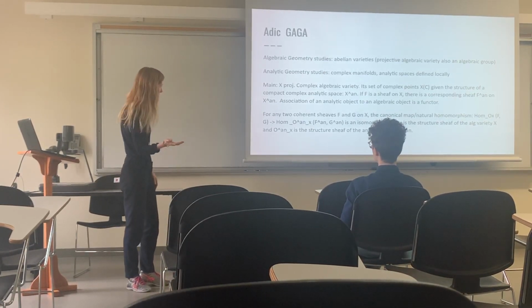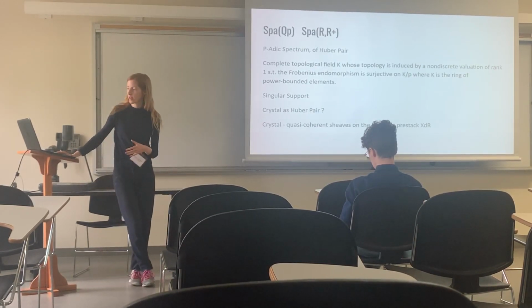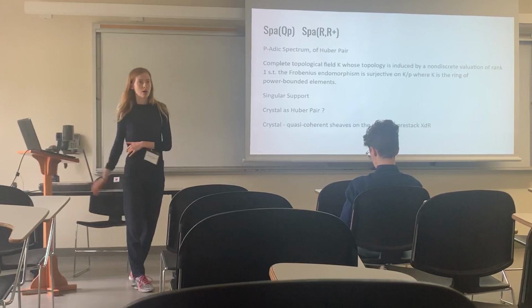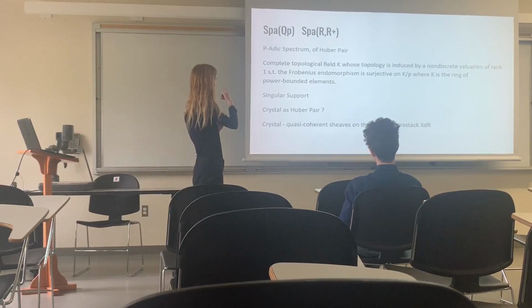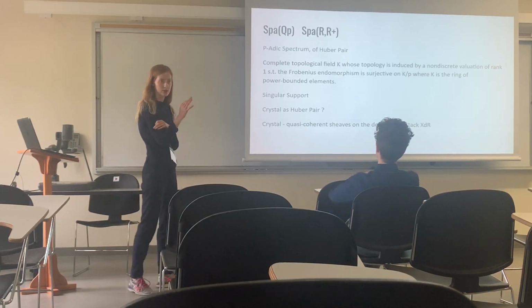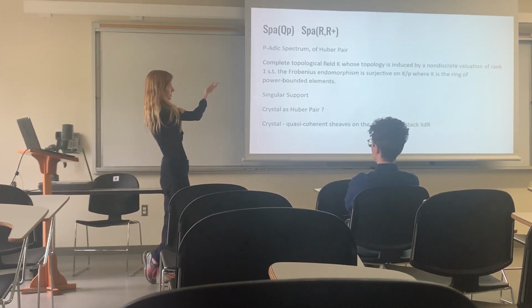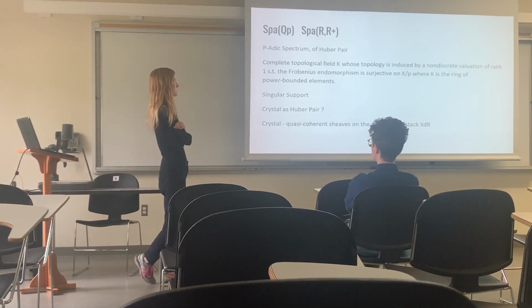Most people work over Q_p, and you get this coherent sheaf phenomenon. The basic thing that you're studying is this Spa(R, R+), which is called the adic spectrum. Remember the spectrum is a set of ideals of some kind of ring. And a Huber pair is a very specific ring with this R+.